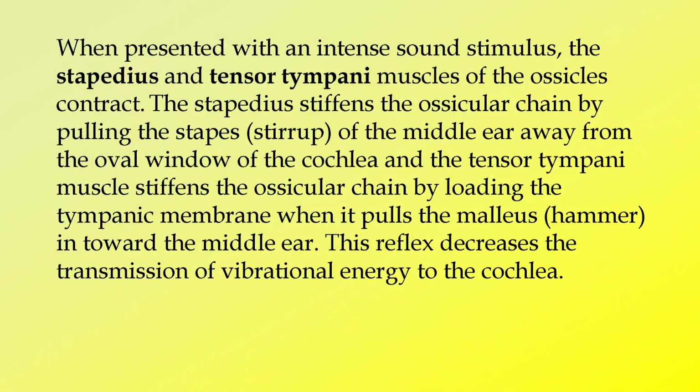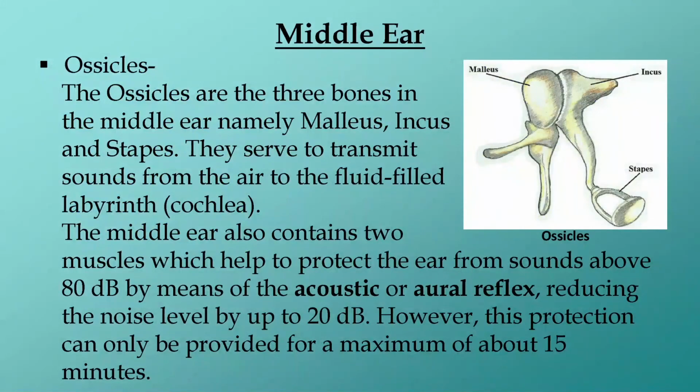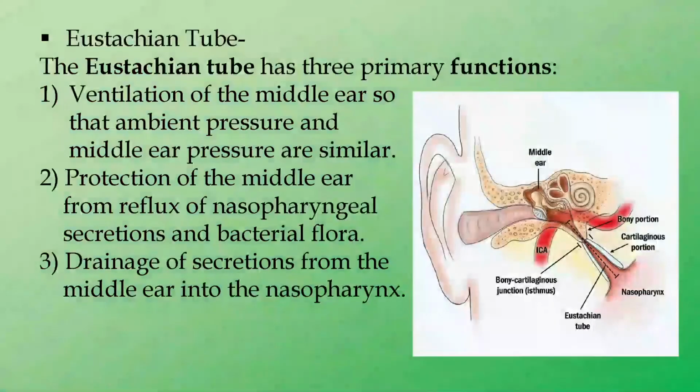Middle ear also has a protective mechanism against loud noise. Whenever there is a very loud noise, the two muscles in the middle ear called stapedius and tensor tympani contract. Stapedius pulls the stapes away from the cochlea and tensor tympani loads the tympanic membrane, hence this reflex decreases the transmission of vibrational energy to the cochlea, and this way noise is decreased. Noise level can be decreased by 20 decibels, and this protection is provided for only about 15 minutes.